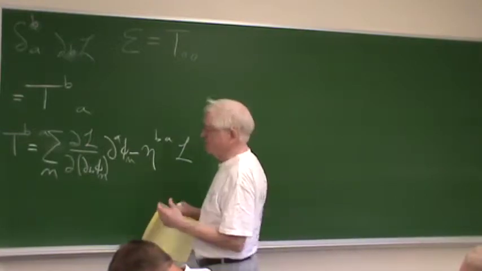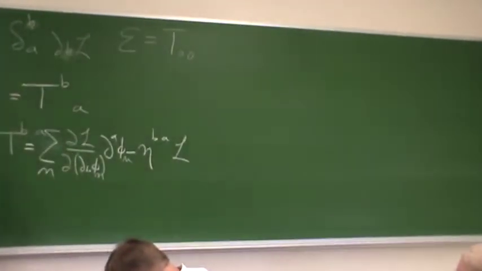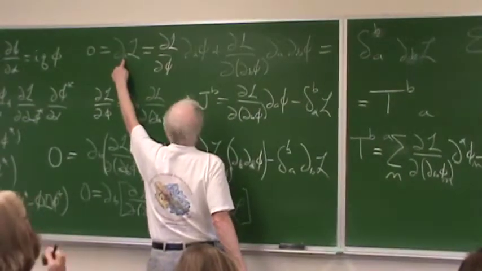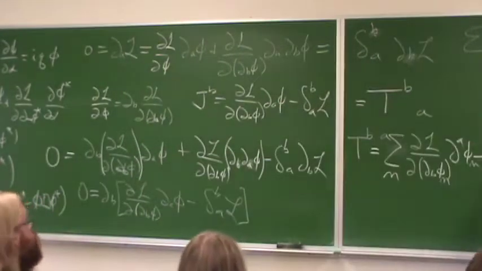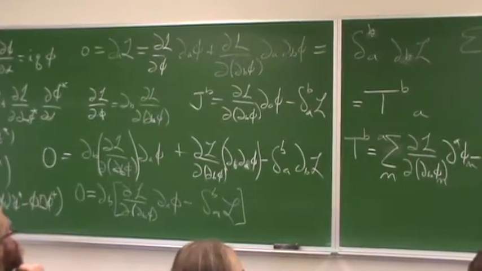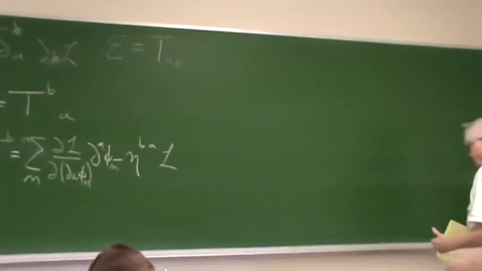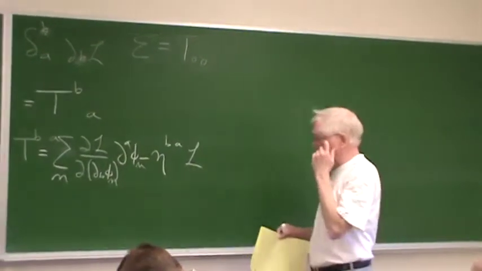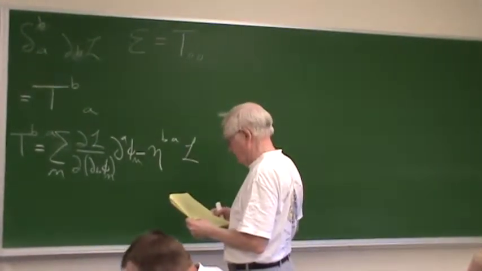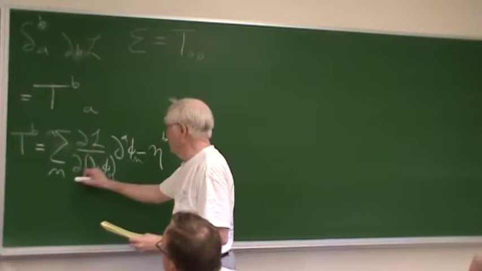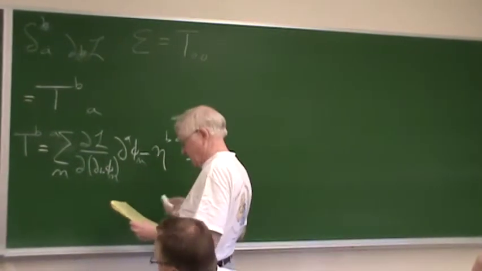And of course, that's because if you take the derivative with respect to x, you have to include the change in the action density due to the change in the position of every field, not just one that you particularly like. But the sum is only over this part. This part doesn't get summed.